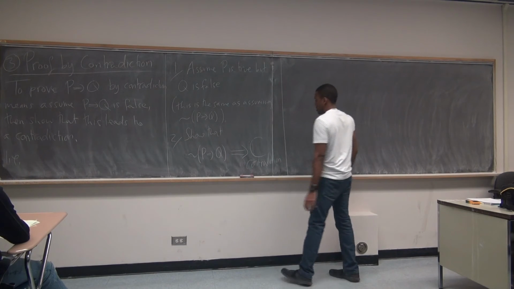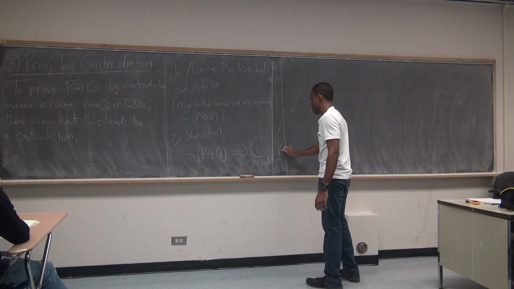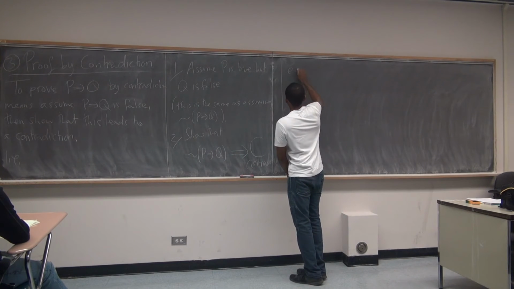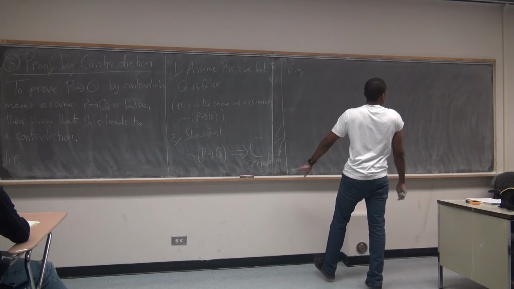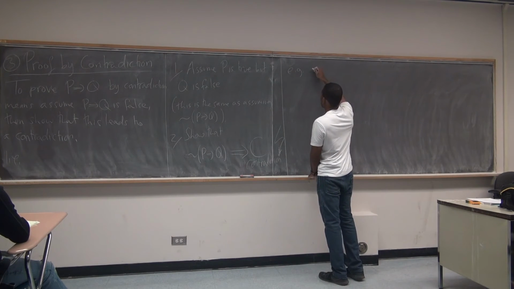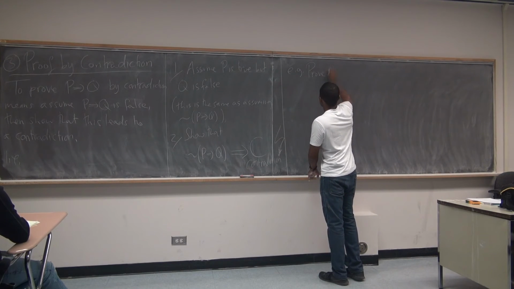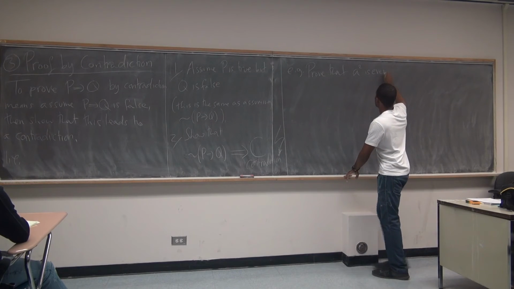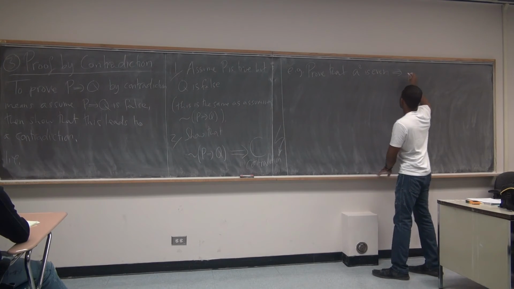Right? Any contradiction. Sometimes I write a lightning bolt to signify contradiction. So, example. I can even do the last one by an example, but I'll probably do another one. Prove that a squared is even implies a is even.